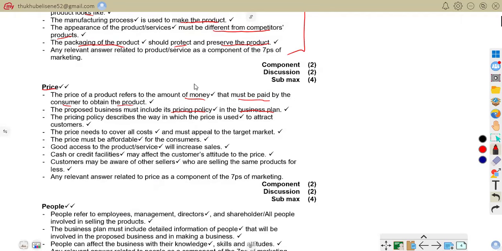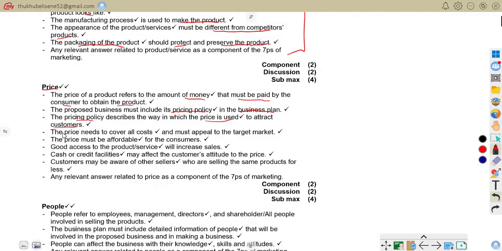So you need to include the pricing policy in the business plan. The pricing policy describes the way in which the price is used to attract customers. So that is very important, that you come up with a pricing policy that will make sure it's going to attract customers. For example, we can use odd pricing, whereby if your competitors say their price of the product is 10 Rand, you can make it 9.99. That can attract customers and feel like that is cheap.